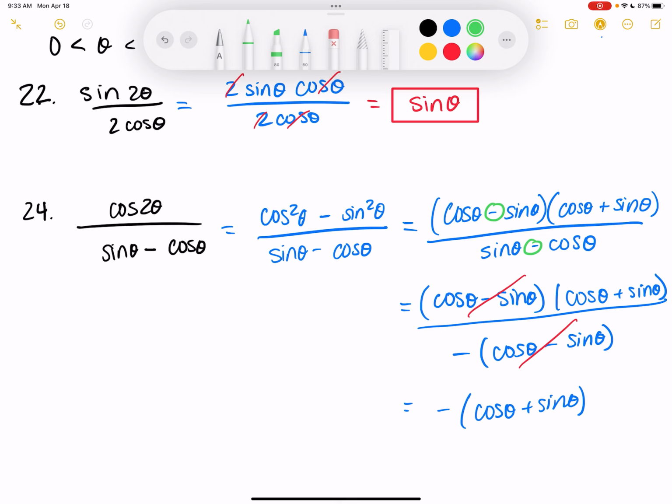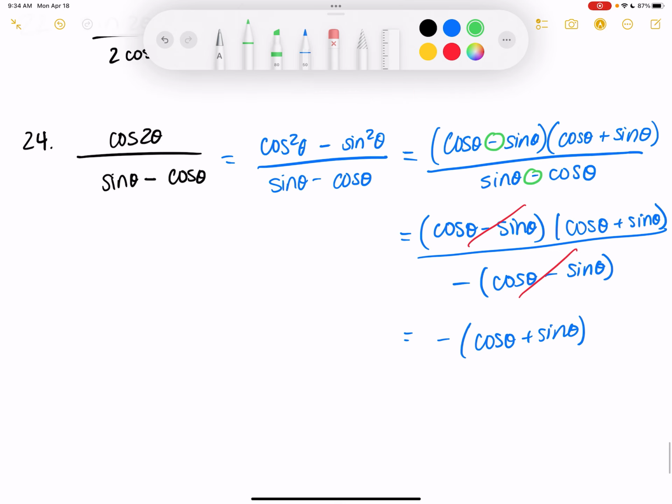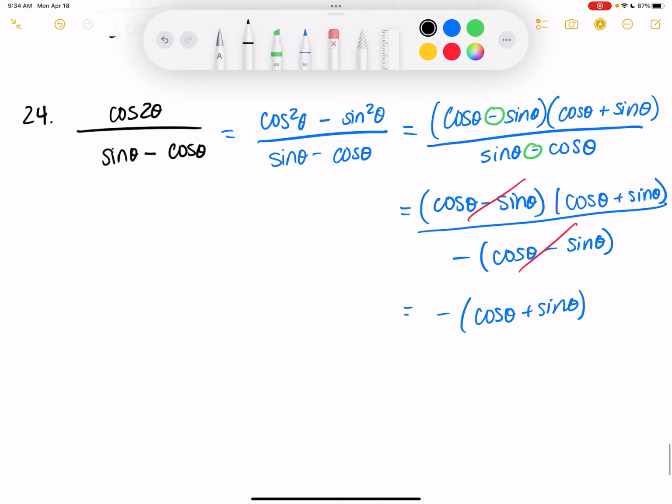All right, now for half angles, can be a little more work. So let's do one. And y'all are probably like, please don't.